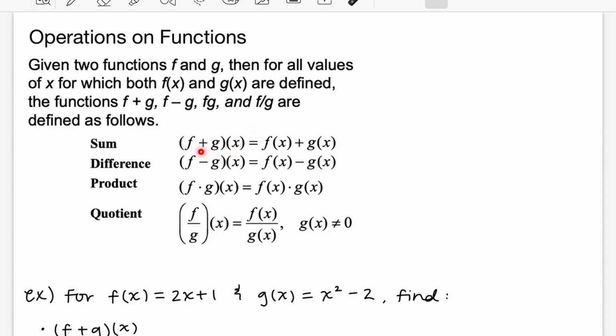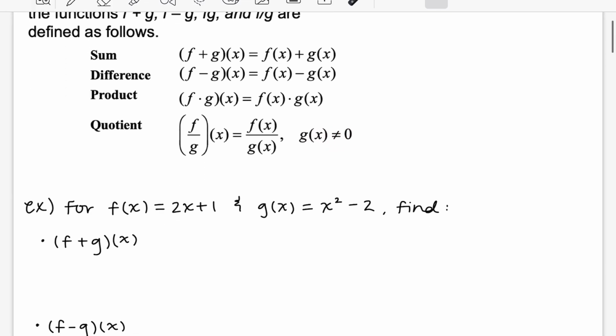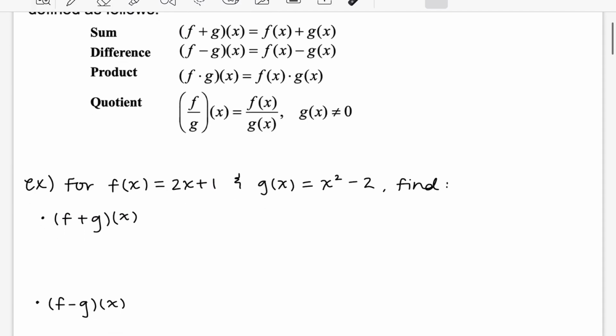So this will be the sum of our two functions. This is the notation that we'll use, and so we're just taking the sum of our functions f and g. Similarly, this is the notation used for the difference, and we're just going to take the difference of our functions. This is the notation for the product of our functions, and the quotient. So we're dividing our two functions. And of course, this is the case when g of x is not equal to 0, because we can't divide by 0. So we're going to go over several examples for these.